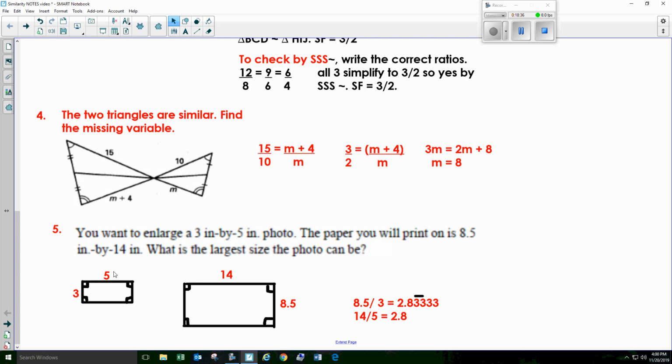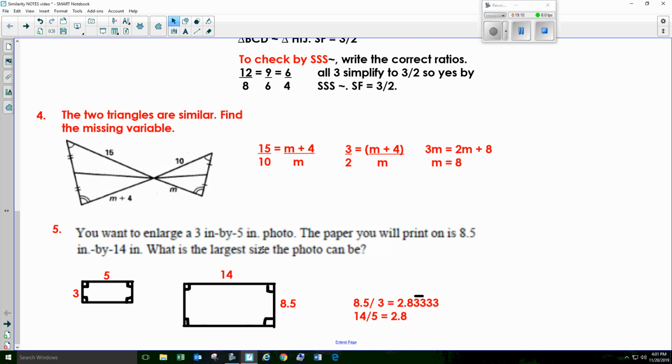So after I divide the two corresponding sides to find their ratios, I have to take the smaller of the two, always, because I can't go past that paper. If I did 2.83 times 5, that's more than 14. I can't go past the 14. So after you find the ratio, you divide them, get the decimals, you take the smaller of the two. And so I'm going to take that 2.8, multiply it by 3, and multiply it by 5. And that will give me the new dimensions.